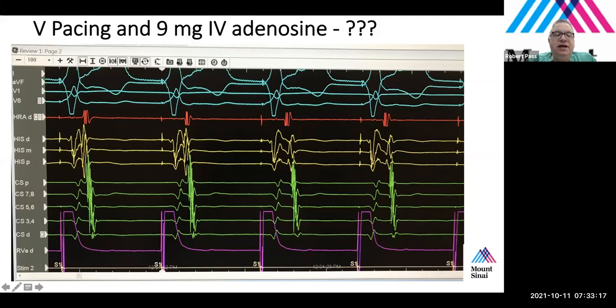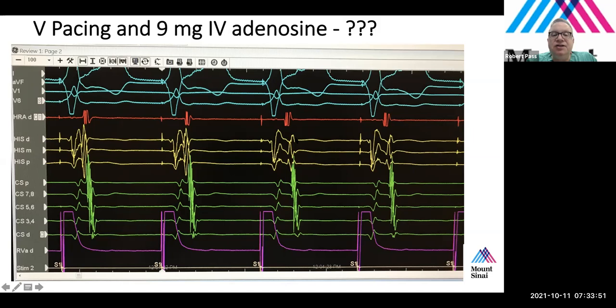We would refer to this as a concentric pattern with the earliest retrograde A's in the His bundle, which is where we would expect it normally if there were no accessory pathway. And then when we block the AV node transiently with the administration of adenosine, no longer is the His A the earliest retrograde A. In fact, it's now the high RA, which is clearly earlier than the His A, as opposed to before the adenosine effect.